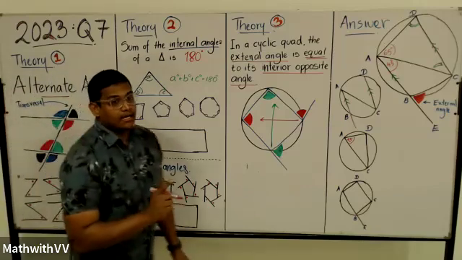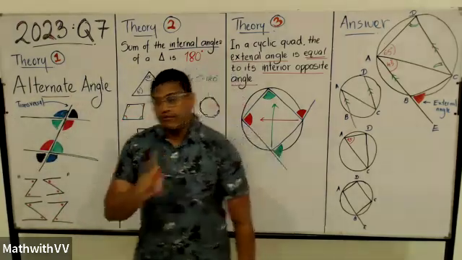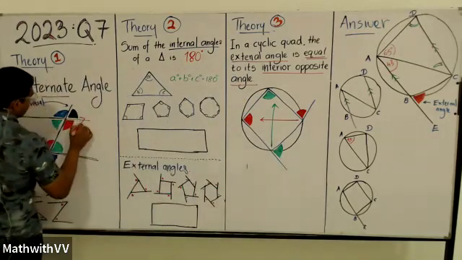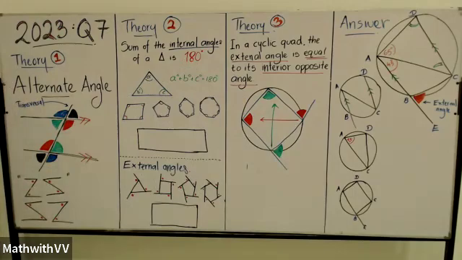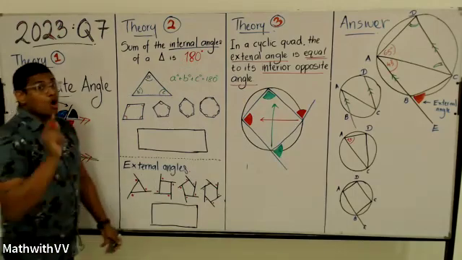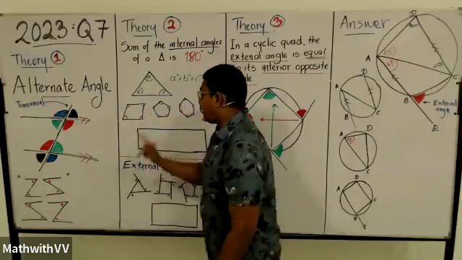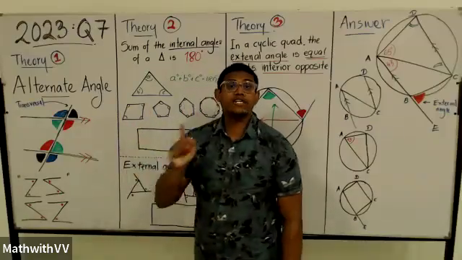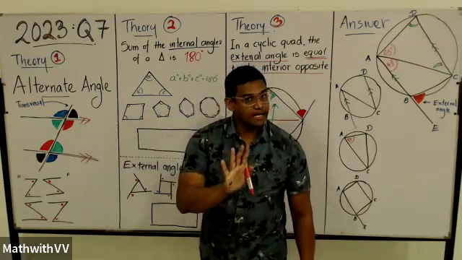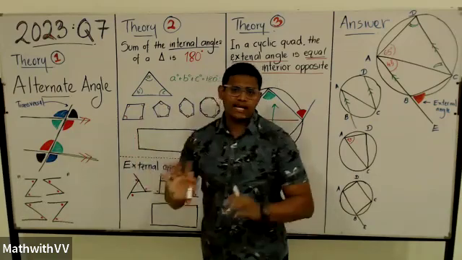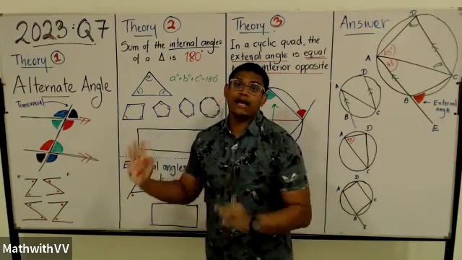Only and only if these two lines are parallel, the alternate angles will be equal. They have to be parallel for the angles to be equal. Keep that in mind. If they are not parallel, they are just alternate angles, not equal. Only if they are parallel, they are equal.